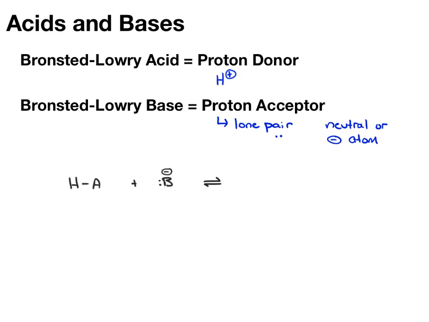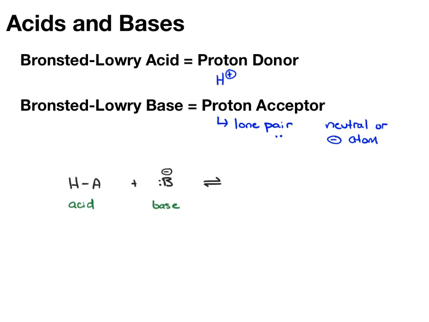So let's consider a general acid-base reaction. Here we have HA, so this is something with a proton. That's going to be our acid. We have B with a lone pair. That's going to be our base. In this case, it's negatively charged, but it doesn't have to be.